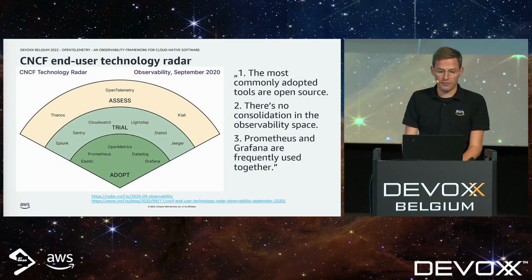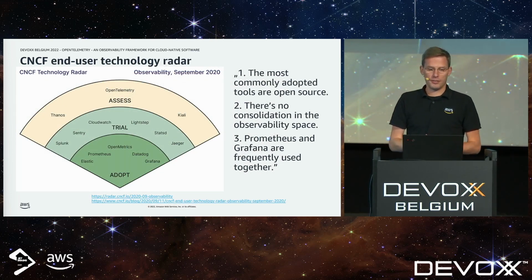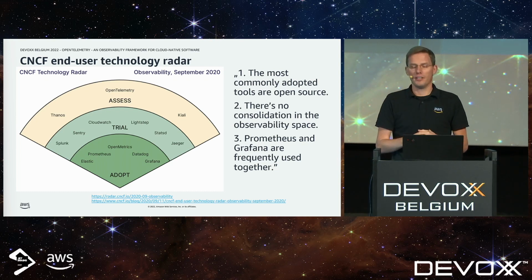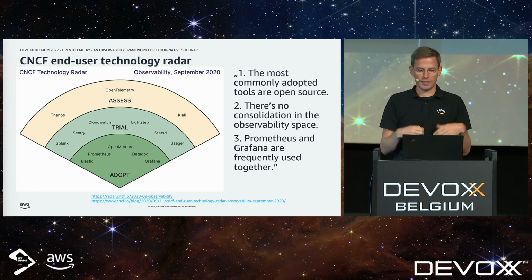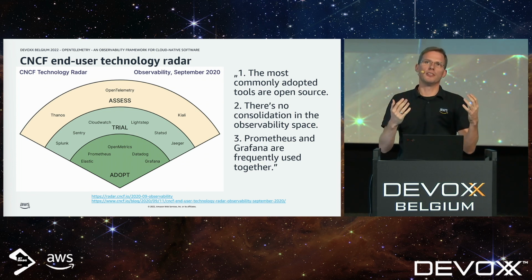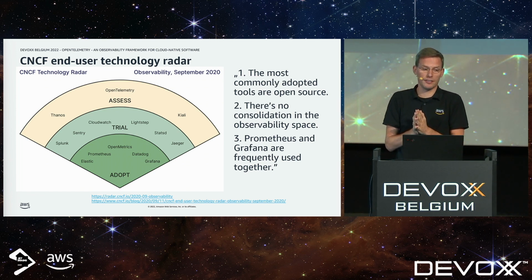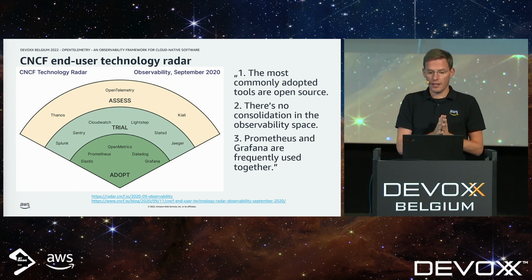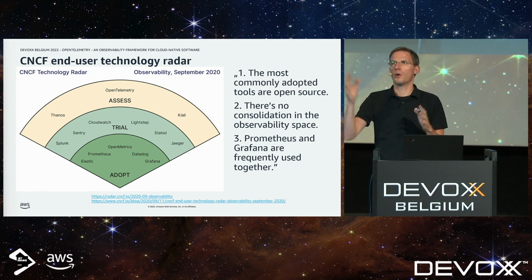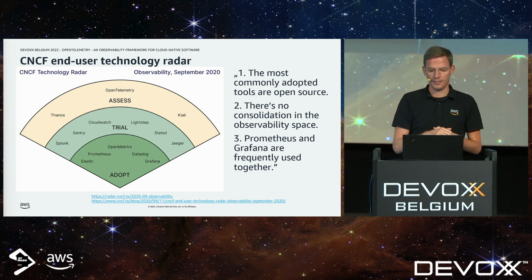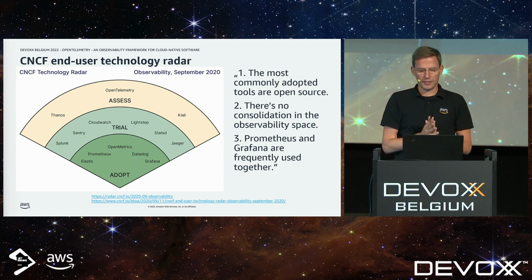A survey two years ago by the Cloud Native Computing Foundation, the End User Technology Radar, asked multiple companies: what are you doing inside the observability space? What are the tools that you are using? Is there the one tool that is really a good choice? But it turned out there is no consolidation.